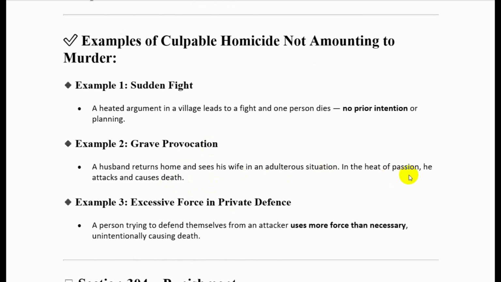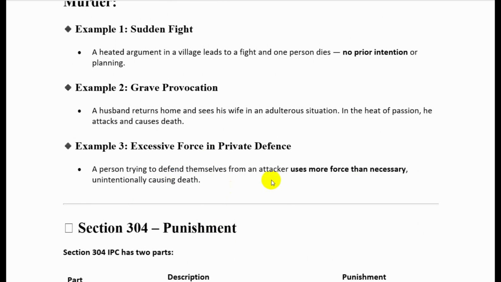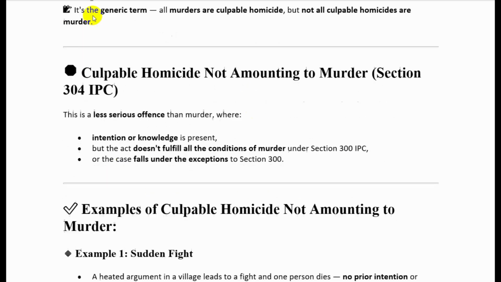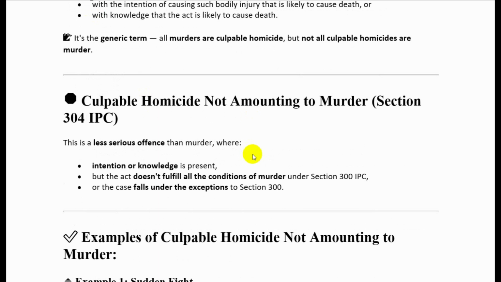In the heat of passion, he attacks and causes death. Third example, excessive force in private defense. A person trying to defend themselves from an attacker uses more force than necessary, unintentionally causing death. So basically, in culpable homicide not amounting to murder, the main key here is that there was no prior intent of causing death. And this falls under Section 304 of the IPC.